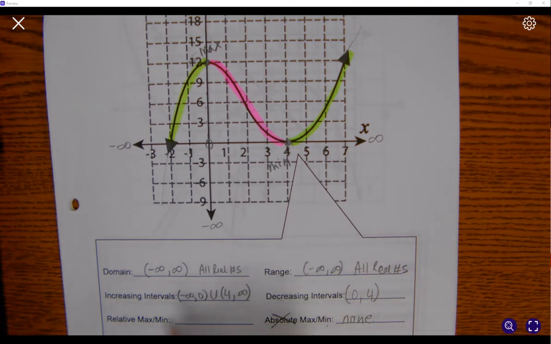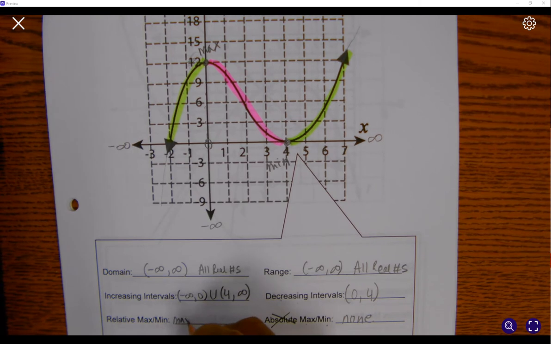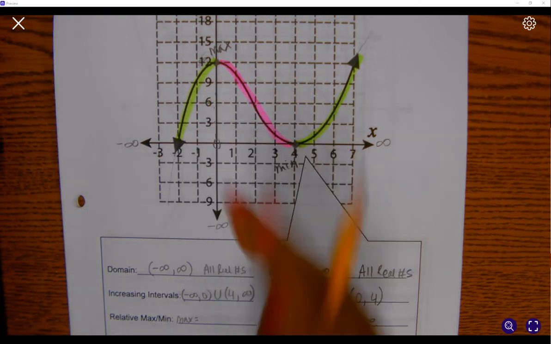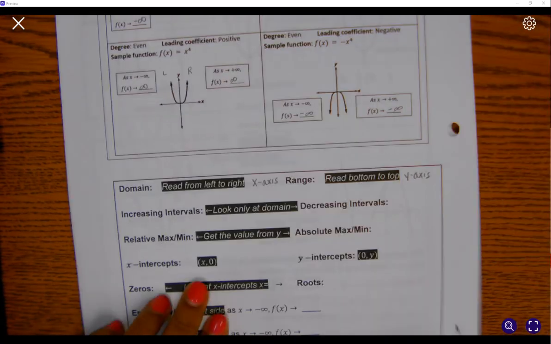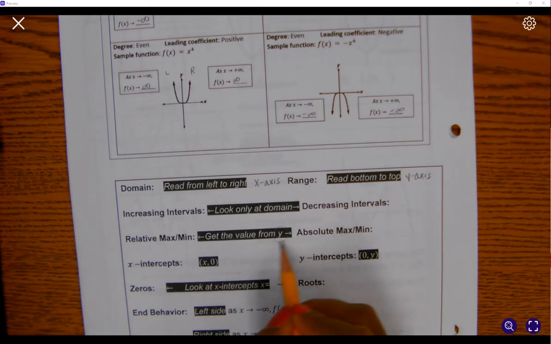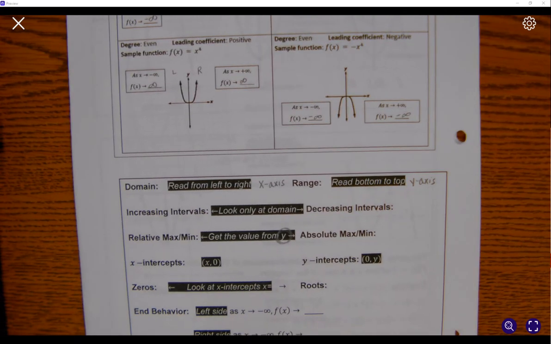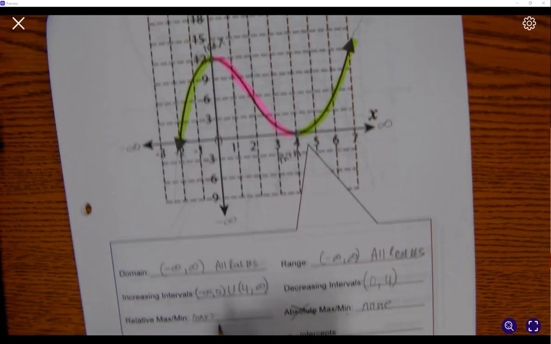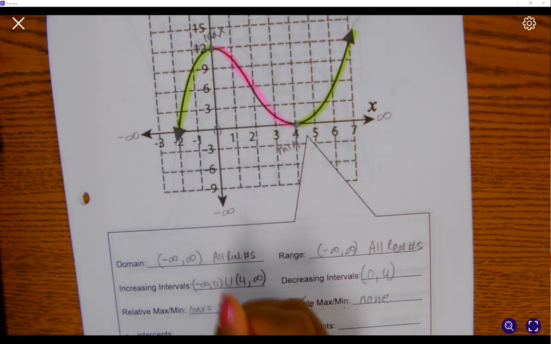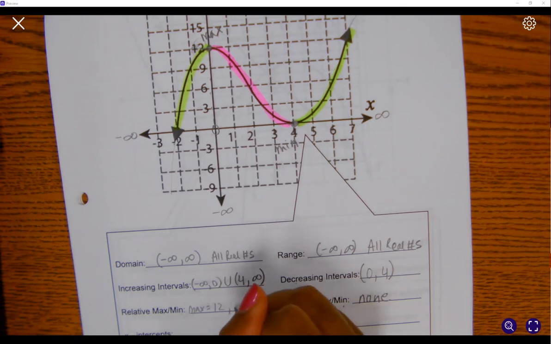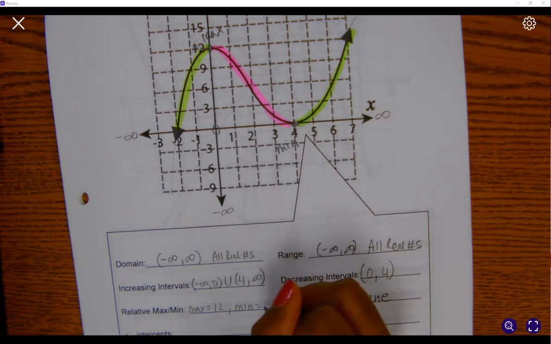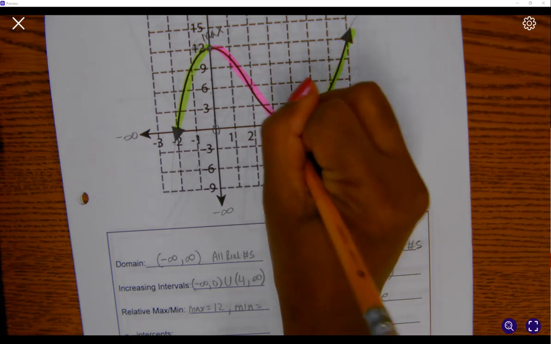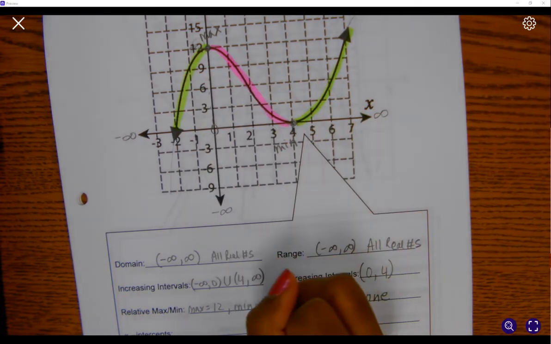And it has a relative max at, so when we're looking at the maximum and the minimum, you get the value from your y-coordinate. Okay? So over here, my maximum is at 12. And then it does have a minimum. My minimum is at y equals, I was about to put 4, y equals 0.